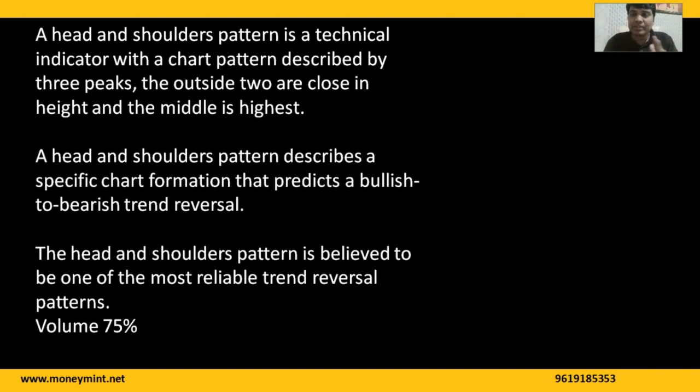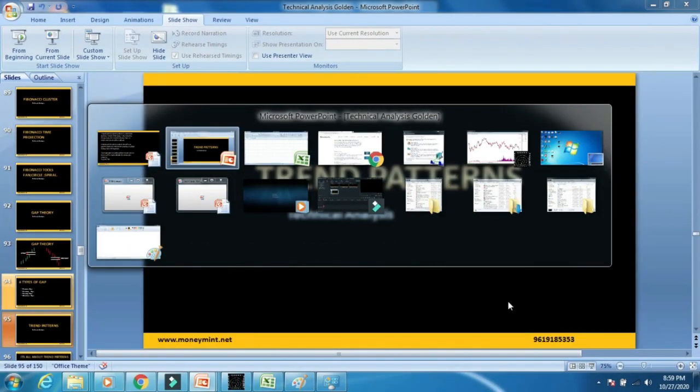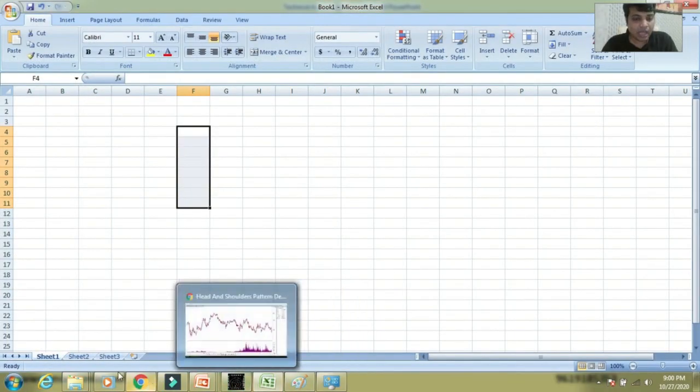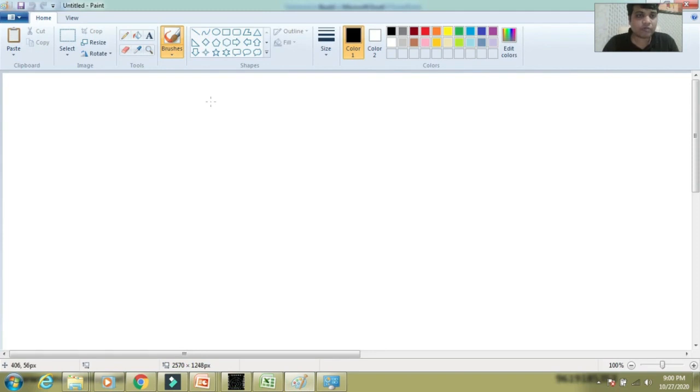Generally, when the breakout happens, it should be followed by volume, so that the pattern has significant importance. It predicts bullish and bearish trend reversals. If the head and shoulder pattern happens at the end of the wave, it is a signal that the market will come down. If it happens at the end of the wave and it is an inverted head and shoulder, then that is a signal the market will go up. It is believed to be one of the most reliable patterns, having an accuracy of 75%. Let me show you with examples how this head and shoulder pattern is formed.